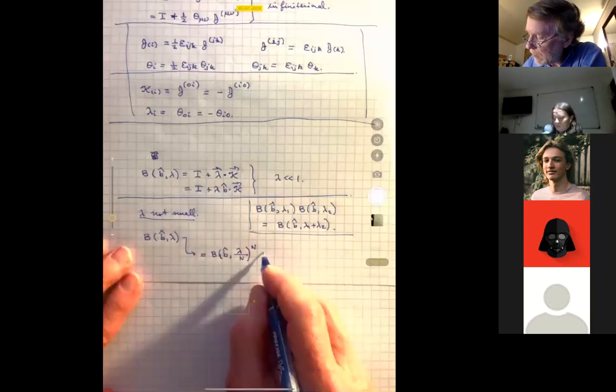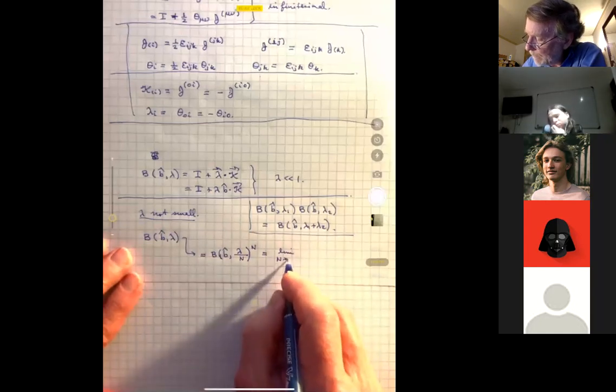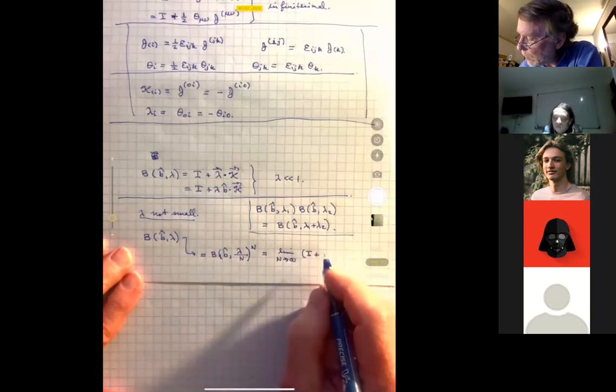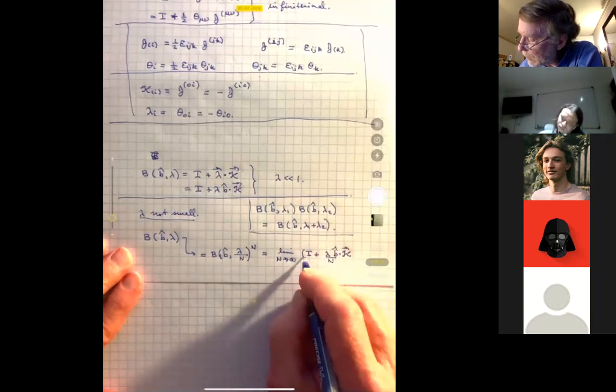If we do this, this makes it plausible that this is equal to the limit as n goes to infinity of identity plus lambda times b-hat dotted into K, over n, raised to the nth power.